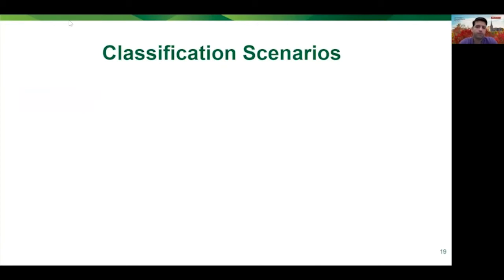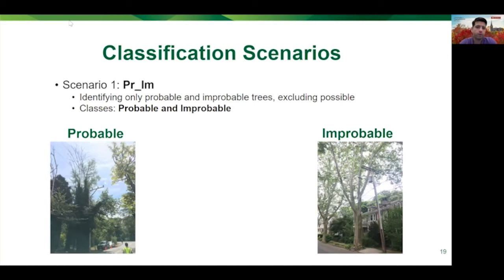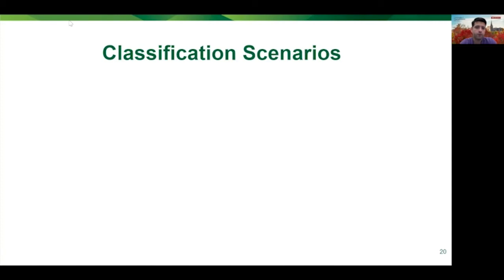Now a little bit about the classification scenarios that we used. There were 4 in total, and 3 of them were binary scenarios, where the first one was the probable versus improbable case, where we completely excluded the possible. This wasn't a simplification of the original research question, but as you can see, this leaves out one of the categories. So we also decided to do some groupings.